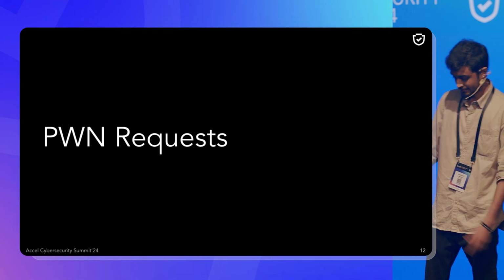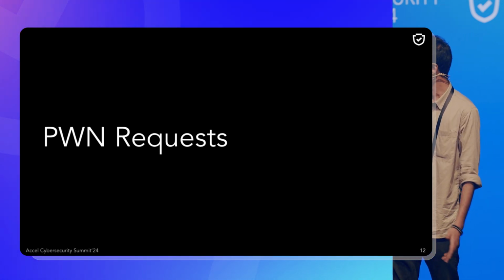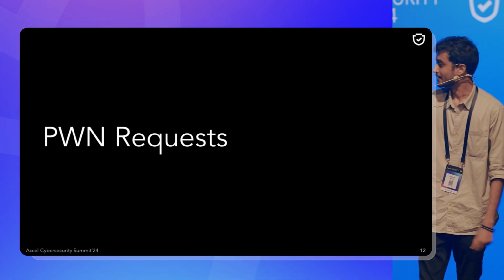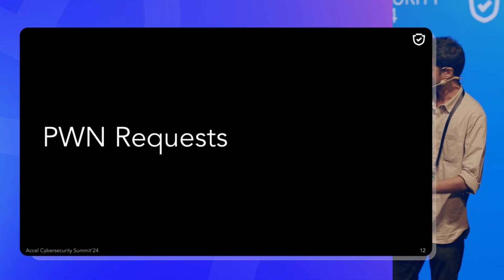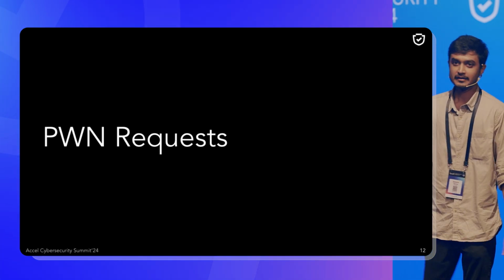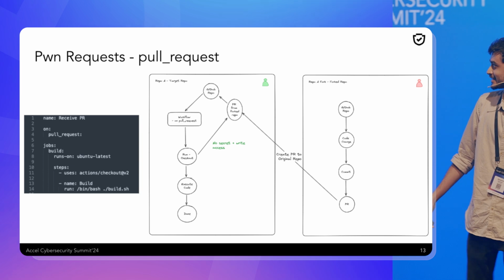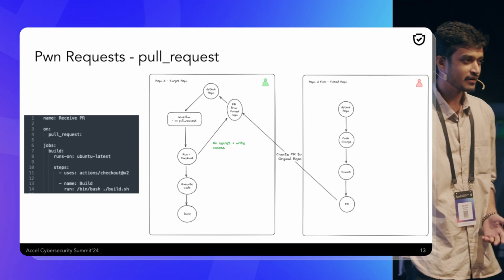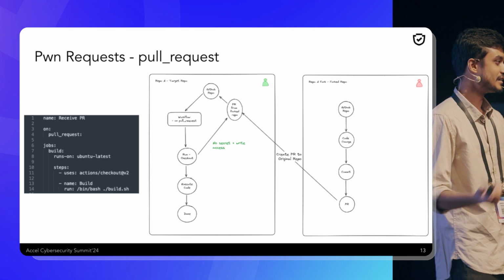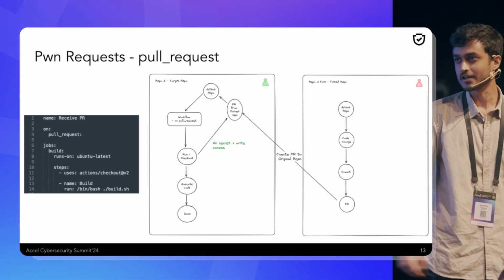So moving on, we'll have a look at another, maybe not so common, but pretty interesting vulnerability, which is called pwn request. This again works on workflows. To give a bit of context before we get into this, there are triggers, like what we saw earlier on issue. Similarly, there are some triggers in GitHub workflow that people very commonly use.